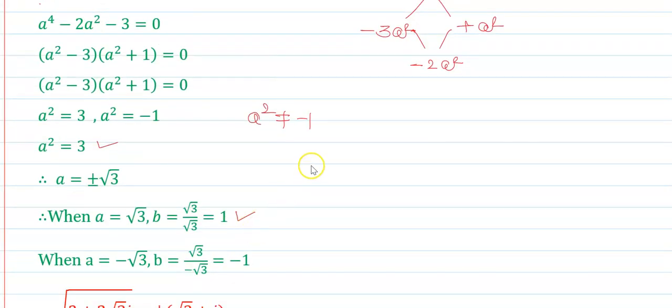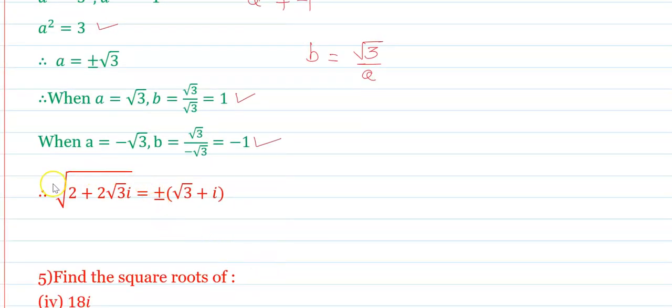What about here? b is equal to, what is the value of b? b is equal to root 3 upon a. Okay, we will put the value of a here, root 3 upon root 3, you will get 1 here. When a is equal to minus root 3, that is root 3 upon minus root 3, you will get here minus 1, and hence the square root of 2 plus 2 root 3i is equal to plus or minus (root 3 plus i). Okay.